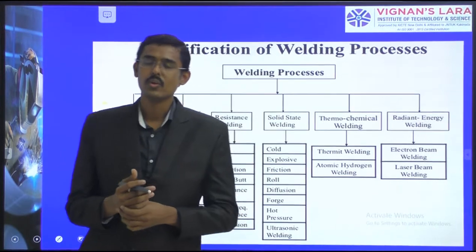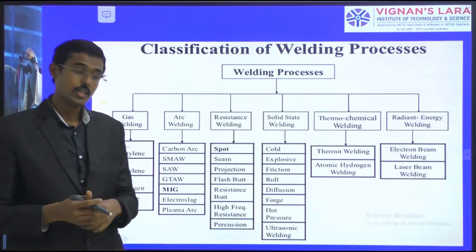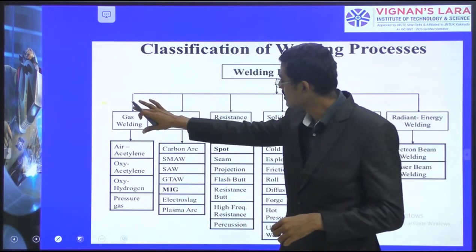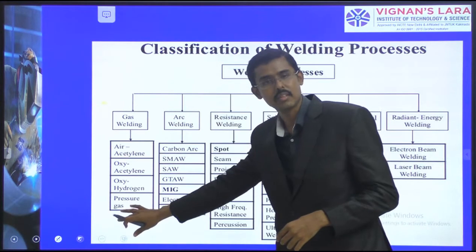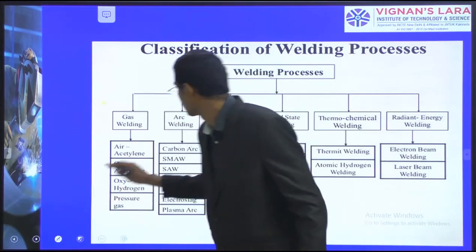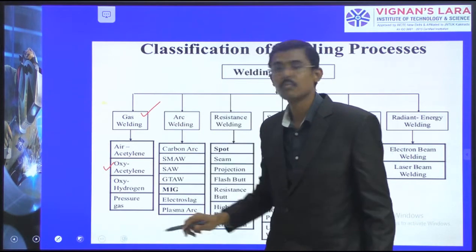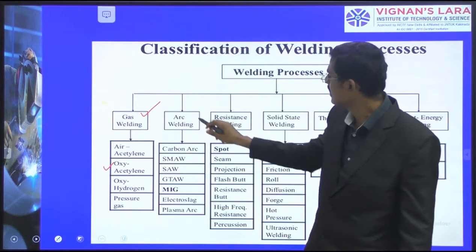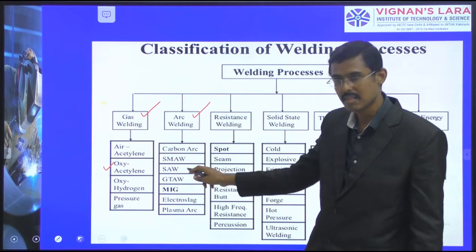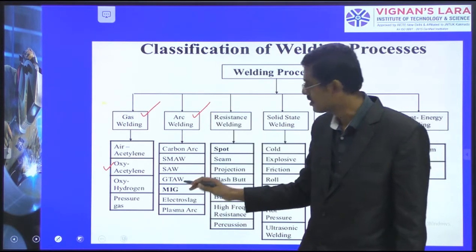In this class, we are going to see the resistance welding processes. Earlier to these classes, we have already seen the various types of gas welding methods, importantly oxyacetylene gas welding, and later the arc welding methods, the various methods of shielded metal arc, submerged arc, GTAW, MIG, plasma, all those things we have seen previously.